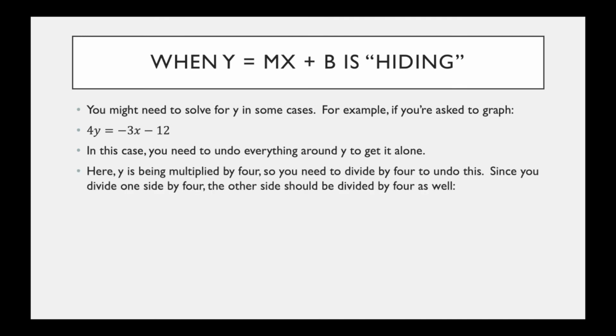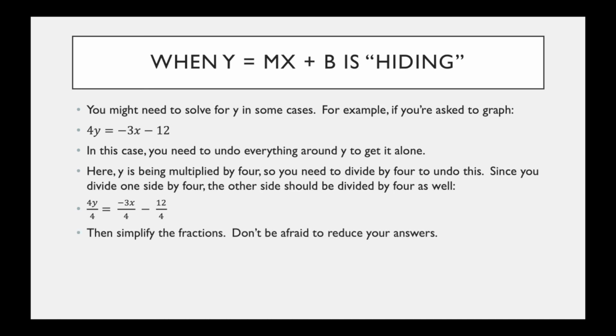This just says the same thing. Since you divide one side by 4, you have to divide the other side by 4 as well. That's the multiplication division property. So if we take the left-hand side and divide it by 4, we have to divide both things on the right by 4 as well. So 4y over 4 is equal to negative 3x over 4 minus 12 over 4.